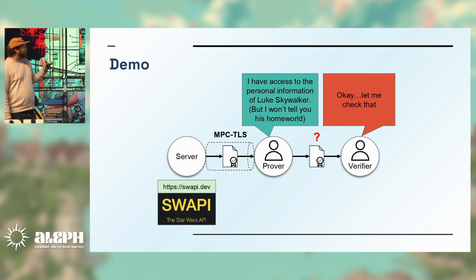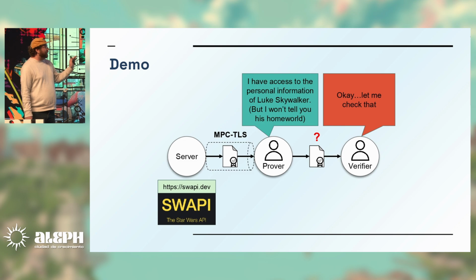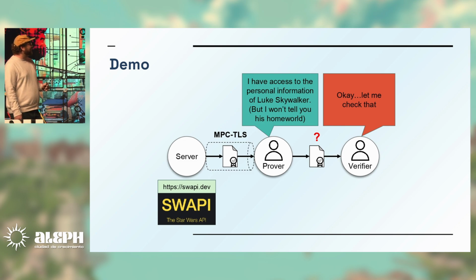And I have a quick demo. So this is one we use quite often. It's the Star Wars API. So this is the prover proving to the verifier that they have some personal information about Luke Skywalker, but it's going to redact their home world. And hopefully this works.